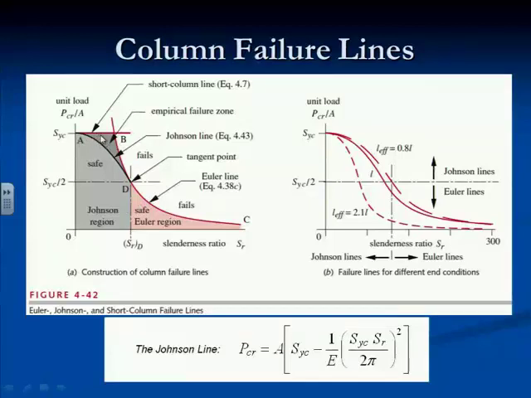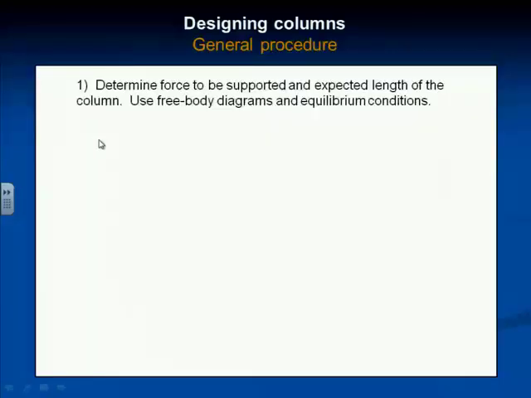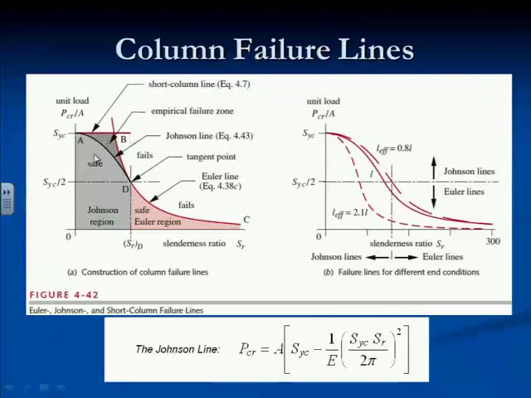But a lot of tests were done, and it turned out that a lot of columns failed up in this region that you see depicted by this black line and the Euler curve. This horizontal line is the short column line. That's where you have gone beyond the yield strength and it just crushes. So failures occur in this so-called empirical failure zone. So when that was discovered, a guy named Johnson said, well, we don't want to go there because we know it fails from testing. So I'm going to create a curve that stays away from there.